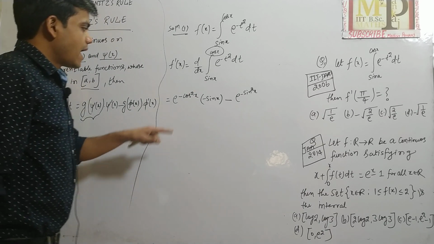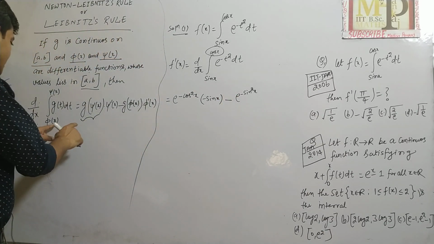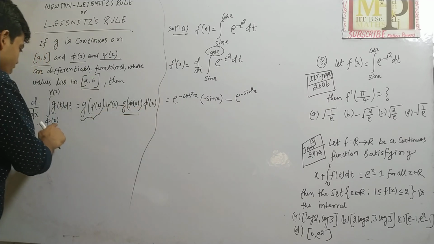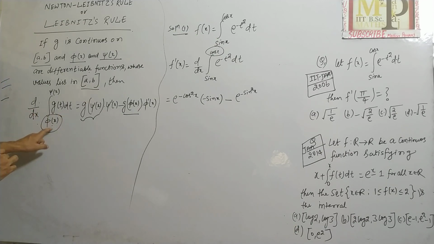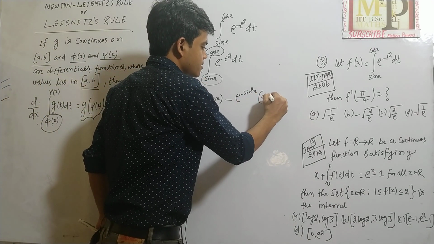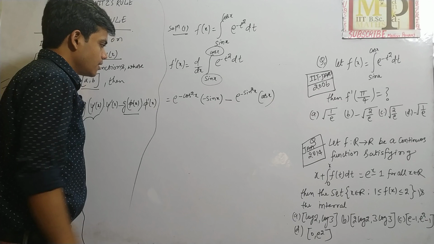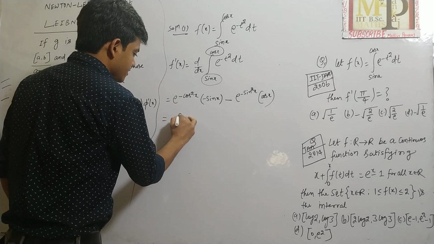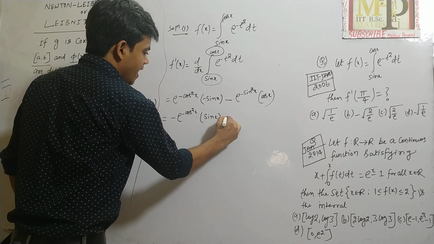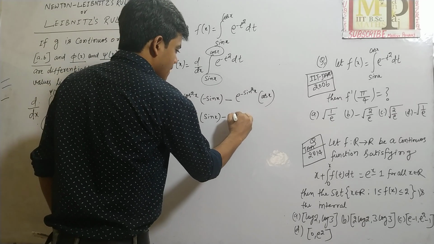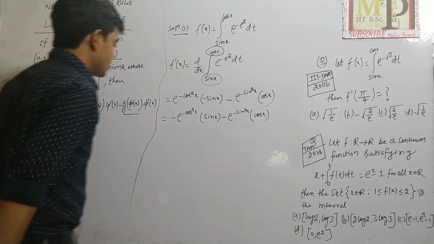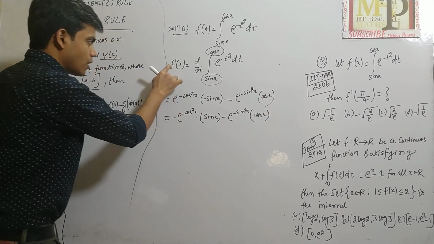All right, and the work up to here is done. Now phi dash x means we have to get the derivative of this function. The derivative of sin x is cos x. So this is minus e to the power minus cos square x into sin x, minus e to the power minus sin square x into cos x. Is this all right? And don't forget, this is your f dash x.